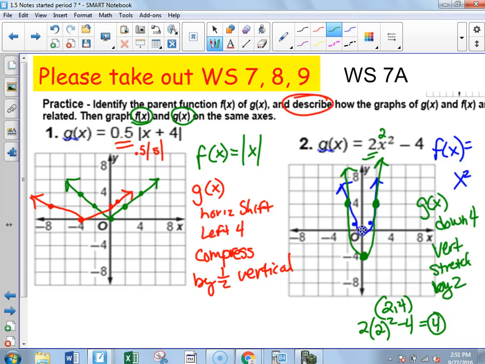See, from our original vertex, it went over 2 and up 4. This one, when it went over 2, it went up 8. Okay. Yes. Steeper relative slope. I like that. Anybody else have a question or comment?